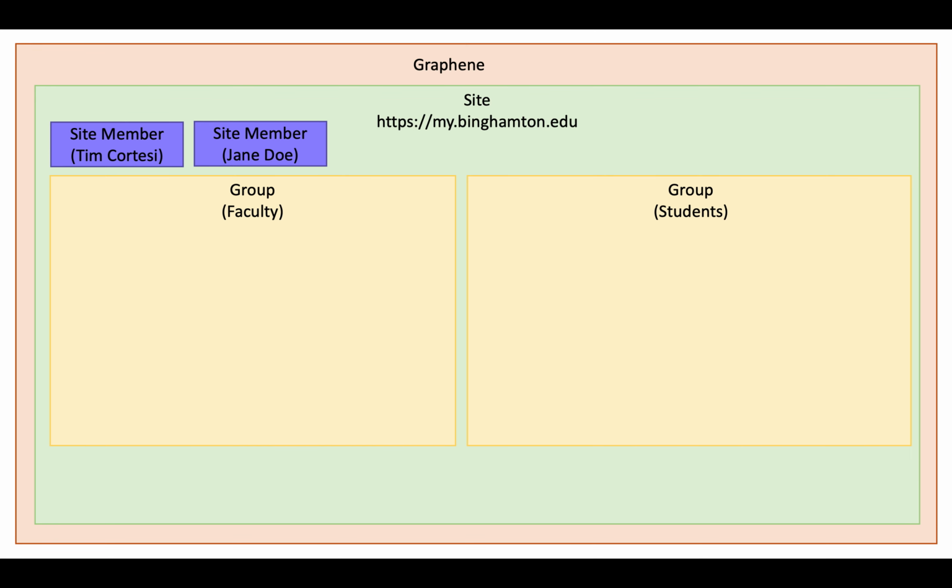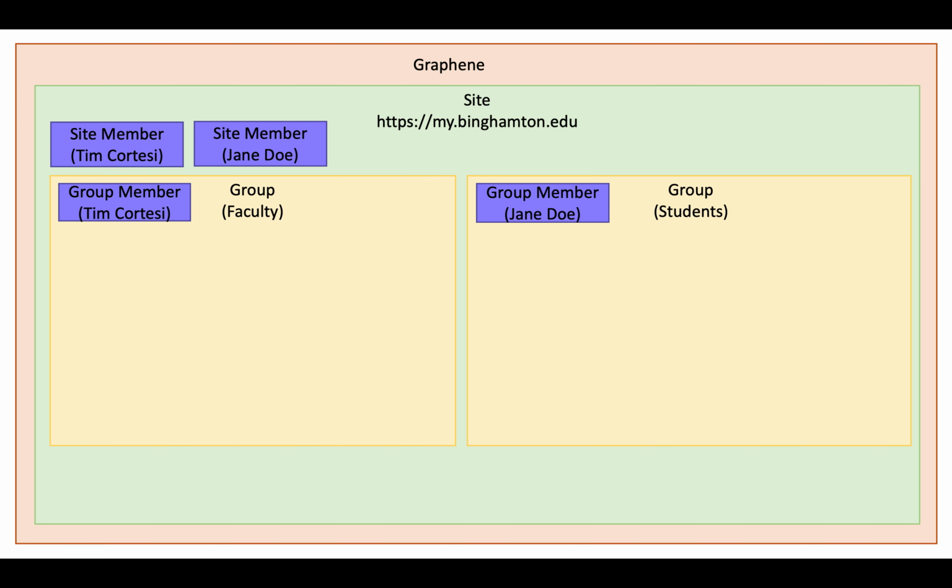If you really want to do anything interesting with Graphene, you need to build groups. Groups serve multiple purposes, but in their most basic form they're just a population of people who have some common connectivity. It's a way of completely sandboxing all of the roles and permissions and everything within that one grouping. For example, I've got two members of my site: Tim Cortese and Jane Doe.